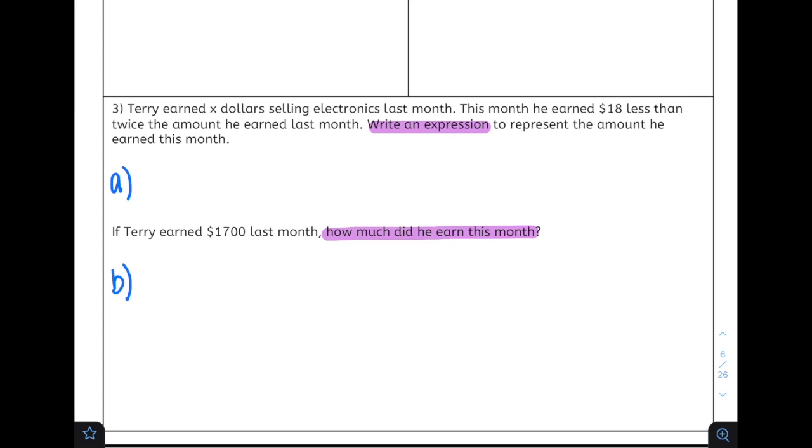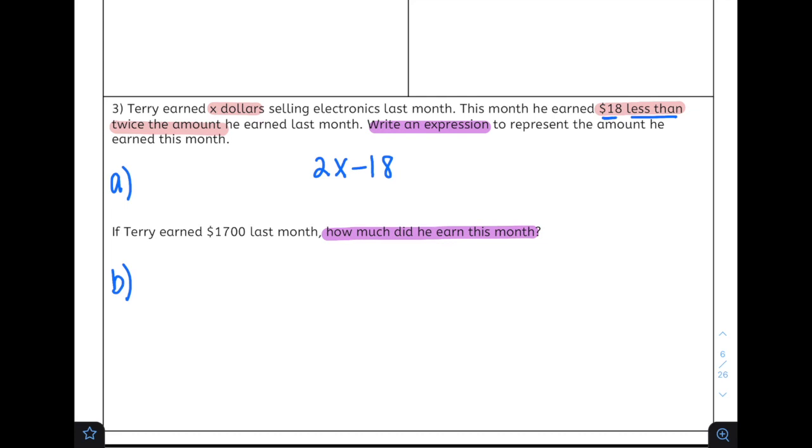Okay, so Terry earns x dollars selling electronics. This month he earned $18 less than twice the amount. So we can rewrite that as twice the amount and $18 less. The "less than" is going to tell you 18 is going to go to the back and switch order. So we have 2x minus 18.